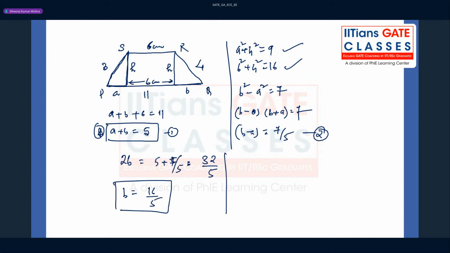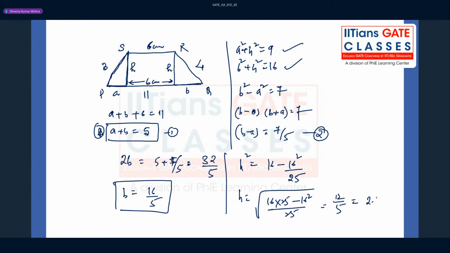Now you can plug this in here, since you have to find h. So h square is going to be 16 minus b square, which is 16 minus 16 square by 25. So h is going to be the square root of 16 into 25 minus 16 square by 25. Now you can just find it out. You will get 144 by 25, so h is 12 by 5. If you solve this, you get 12 by 5, which you can now match with the options. So 12 by 5 is about 2.4.